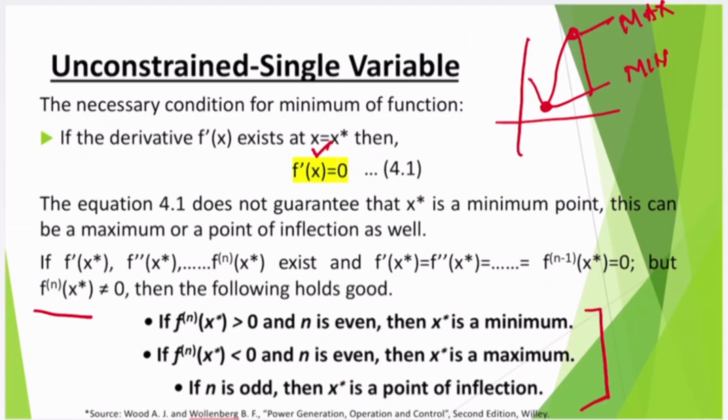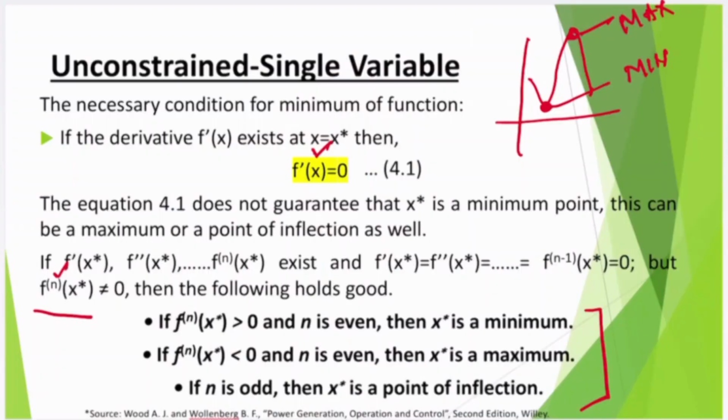If the nth differentiation of the variable x is not equal to 0, that means it is either positive or negative. If it is positive, then you are leading to a minimum point, and if it is negative, then you are leading to a maximum point. However, if n is odd, then x is a point of inflection, and that is very important, because for even n you can get a maximum or minimum, but when n is odd, the point x is an inflection point. We'll see a small example.